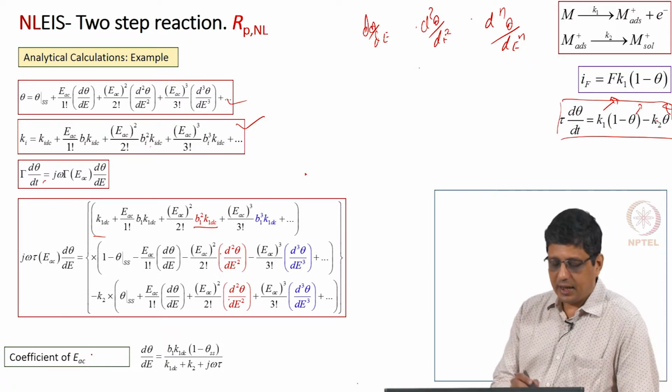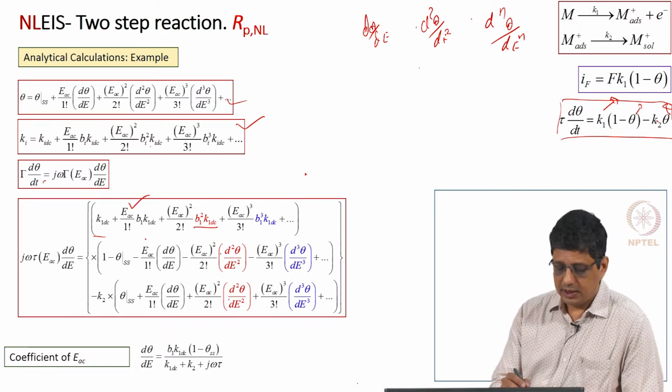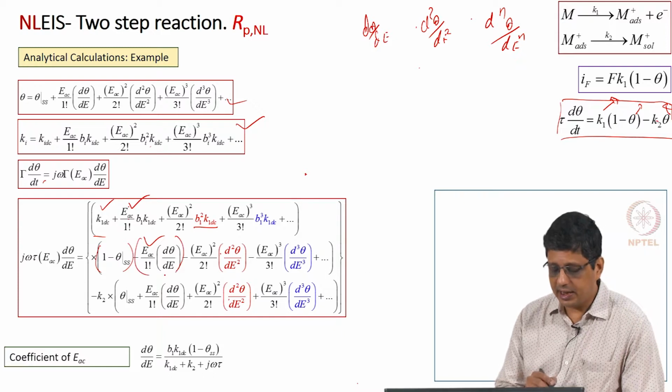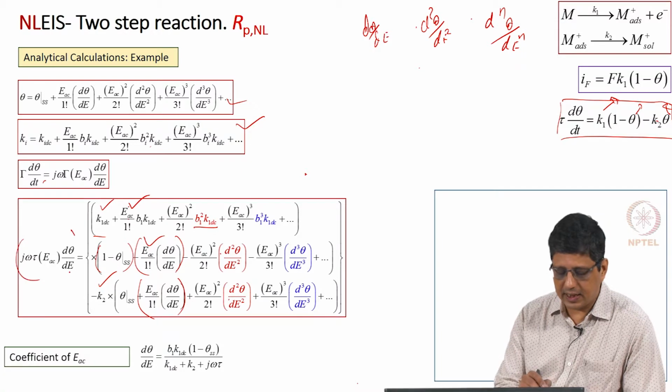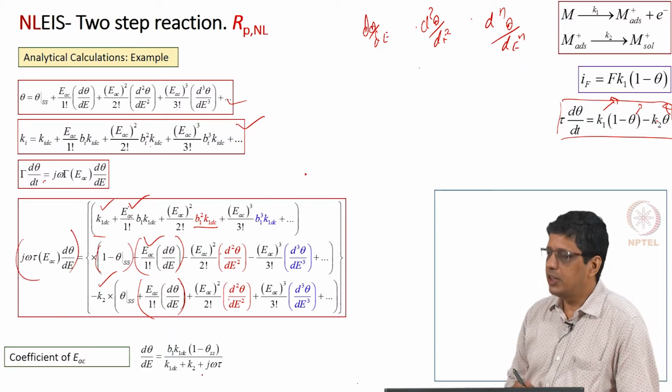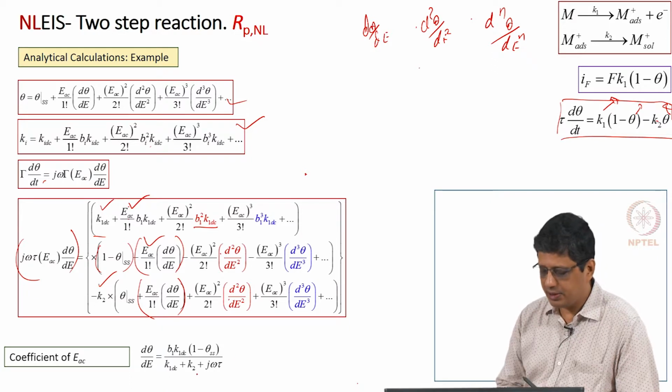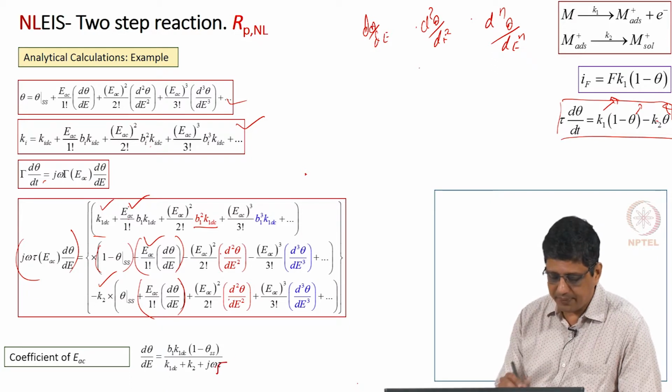Coefficient of EAC alone is pretty straightforward. It can be taken from this multiplied by 1 minus theta, this multiplied by factor here, this multiplied by the factor here and of course, the factor here, and it would give us what we got earlier. D theta by dE is going to be given by the expression we are familiar with, j omega gamma.